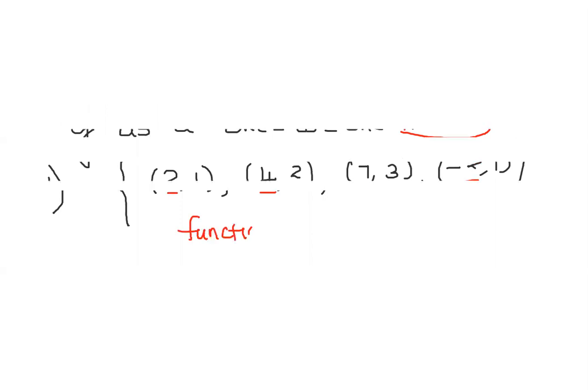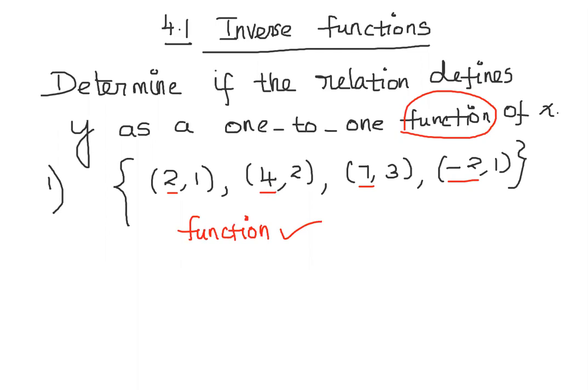Next, I have to check if it is one-to-one. How do I check if it's one-to-one? You have to see if any of the y repeats. So I have 1, 2, 3, and 1. If you notice, 1 is repeated here, so it's not one-to-one. However, it's a function, but it's not one-to-one. The next example.